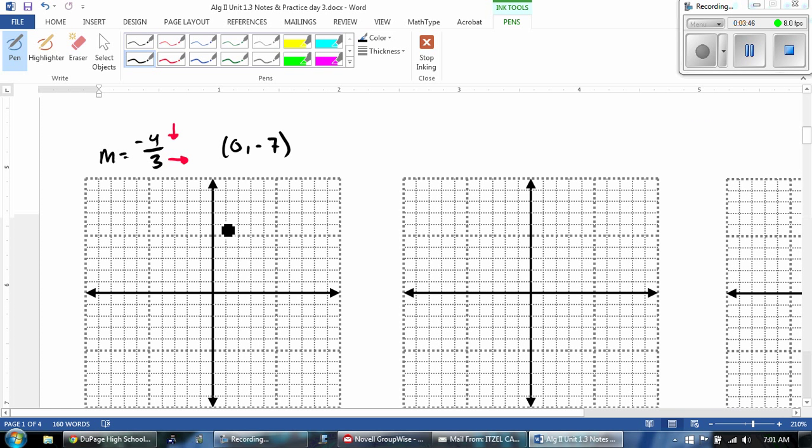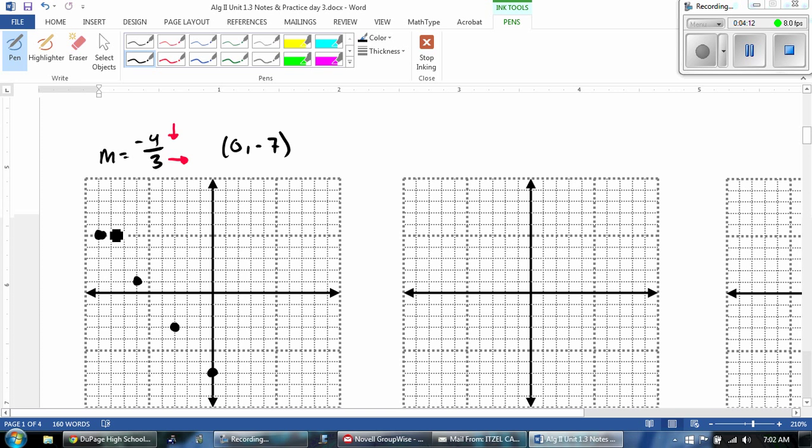At 0, negative 7, I'm going to draw my first point, and I try to go down 4 and I can't do it, so I'm going to have to do the opposite. Up 4 to the left, I'm doing the opposite, so this is still a negative slope. So 1, 2, 3, 4, 1, 2, 3.